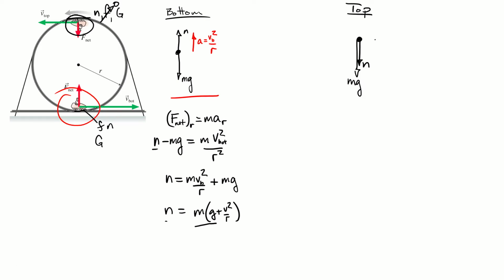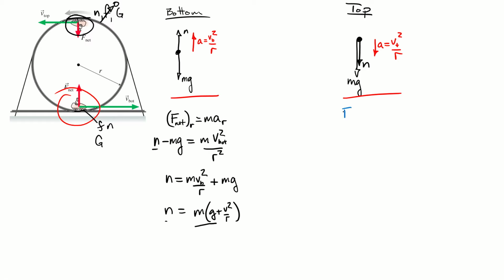Again, we're turning, so we have an acceleration towards the center of the circle with v at the top squared divided by r, that centripetal acceleration pointing downwards. So we can, again, take all of this and analyze the forces and apply Newton's second law.